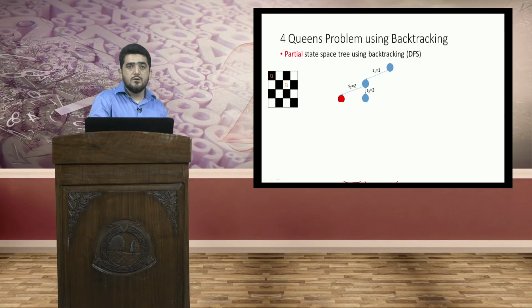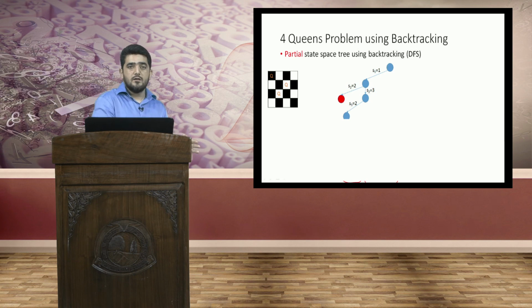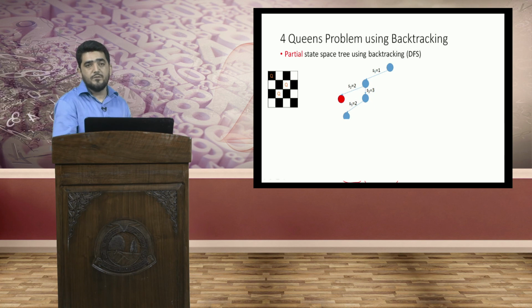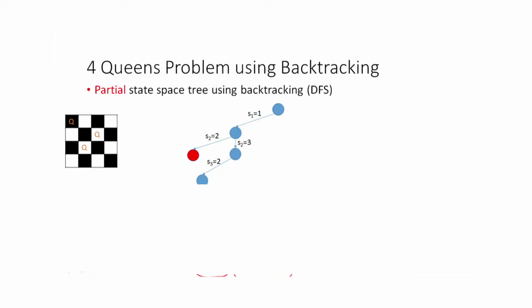So are the two attacking? No, they are not attacking, so we can proceed further. At this point, for the third queen in the third row, we have an option. Again, in the first column we cannot place it, because that has already been occupied by the first queen. The second column is free, and we'll simply place this third queen in the second column. So we have to check our bounding function and see whether this currently placed queen is attacking any of the queens that have already been placed.